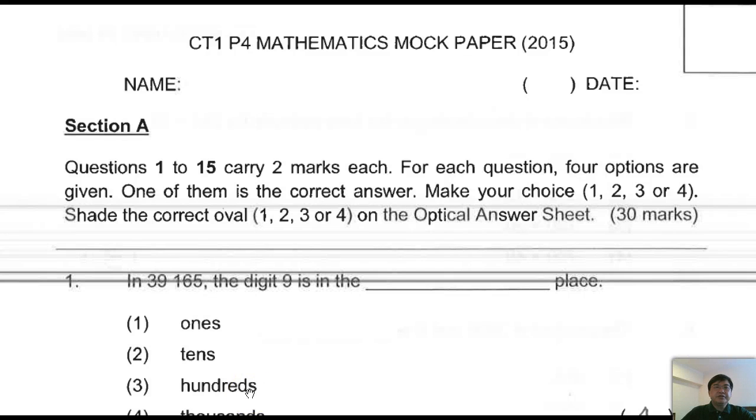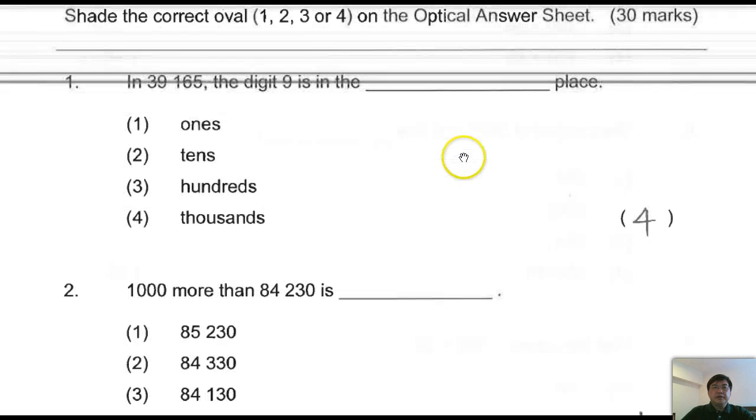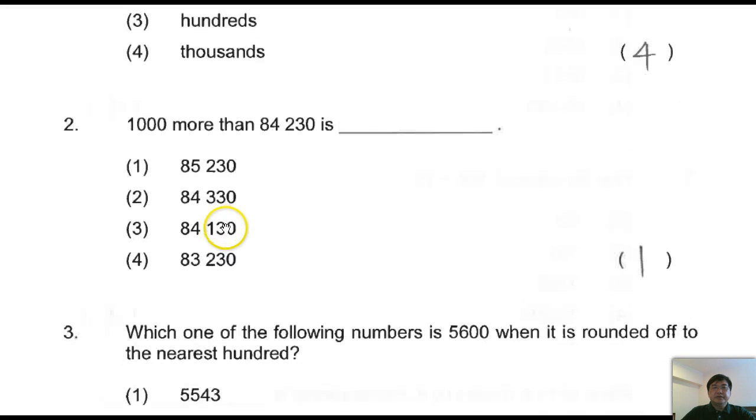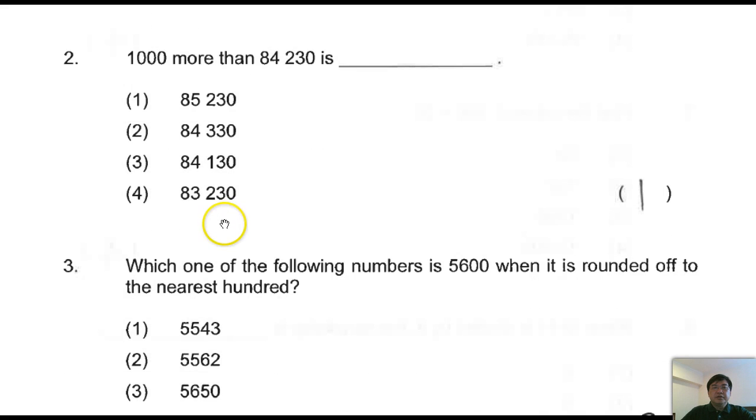Right, these are the corrections for your mathematics mock paper. Okay, number one, of course the digit 9 is in the thousand place. Number two, 1000 more than this is 85230, which is number one.